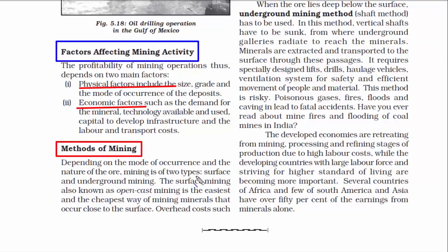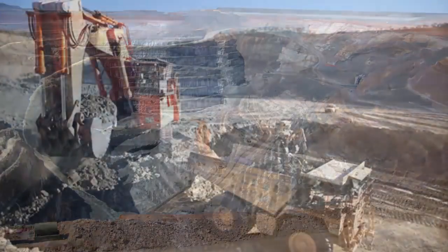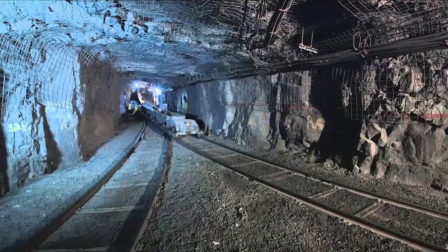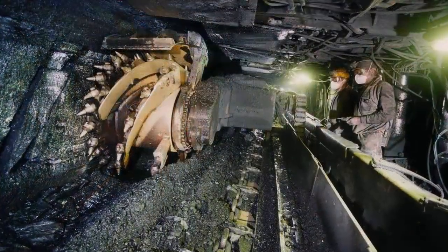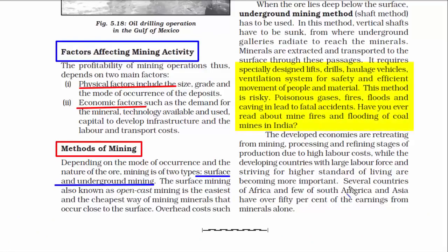So there are two types of mining: surface mining and underground mining. The surface mining, also known as open cast mining, is the easiest and the cheapest way of mining. On the other hand, underground mining is expensive. The mineral ore lies deep below the surface and it will require a series of drilling with the help of vertical shafts, which is quite an expensive tool. It requires specially designed lifts, drills, haulage vehicles, and a ventilation system for safety and efficient movement of people and material. This method is very risky.